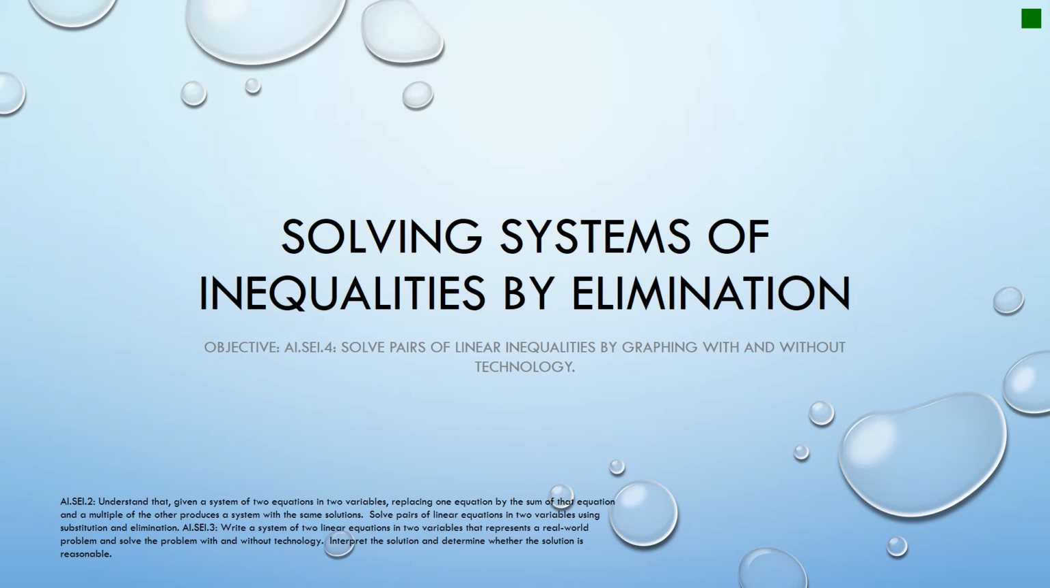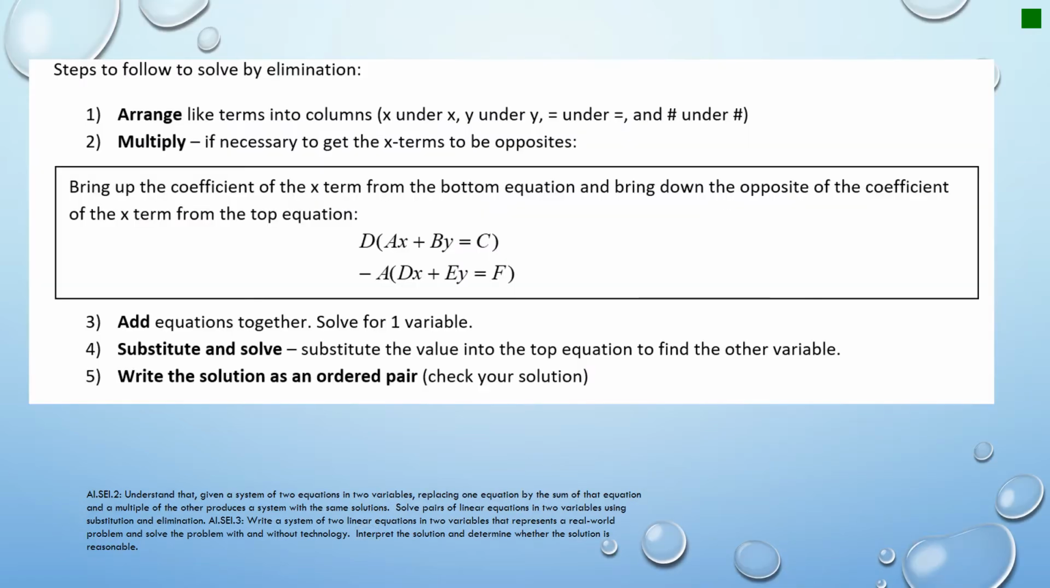Okay, we're going to continue solving systems by elimination. The problem today is that we're going to get x under x, y under y, equal under equal, number under number, but the x's and the y's are not going to be opposite terms today.